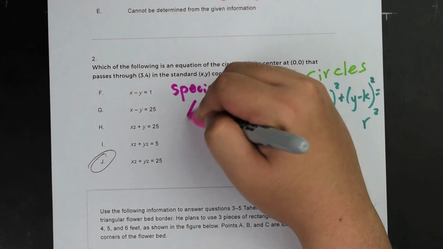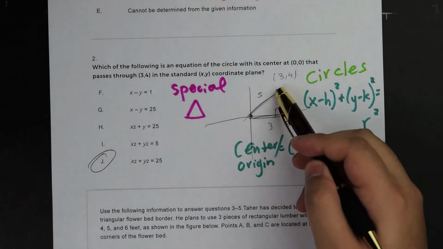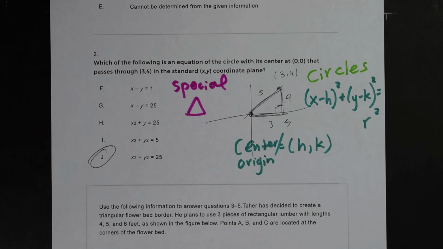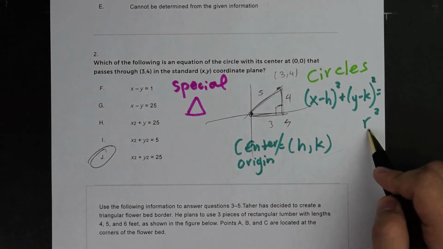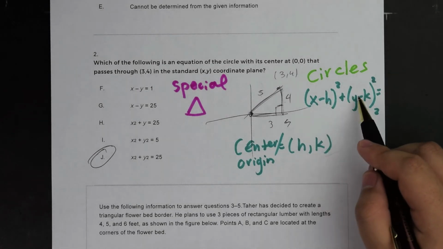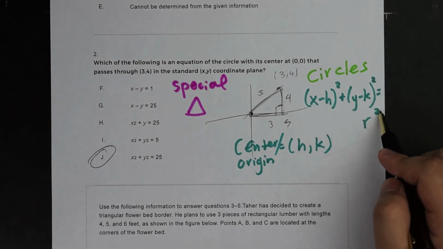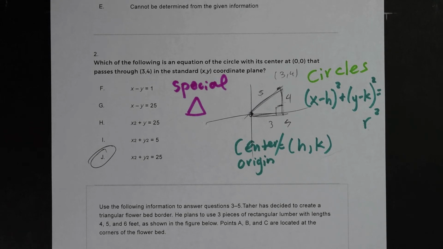Because I have 3, 4, based on special triangles that length automatically has to be 5. If you forget that little trick, you can always use the Pythagorean theorem to find it. Thus I got 5 here, and that means my radius, when plugging into this equation, has to be 5 squared, because the equation is x minus h squared plus y minus k squared equals r squared. So it would be 5 squared, which is 25, and thus for number 2, my final answer is going to be J, x squared plus y squared equals 25. That concludes my explanation for number 2.